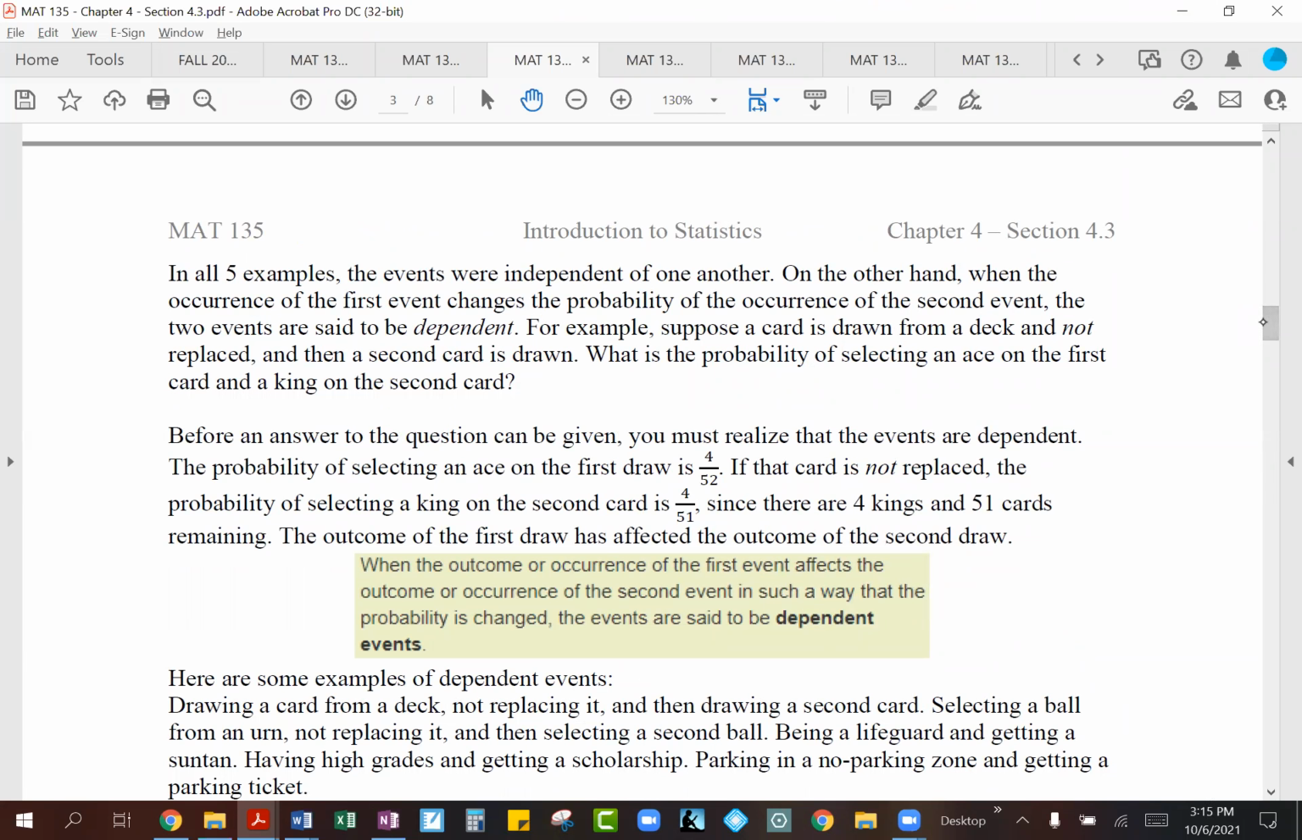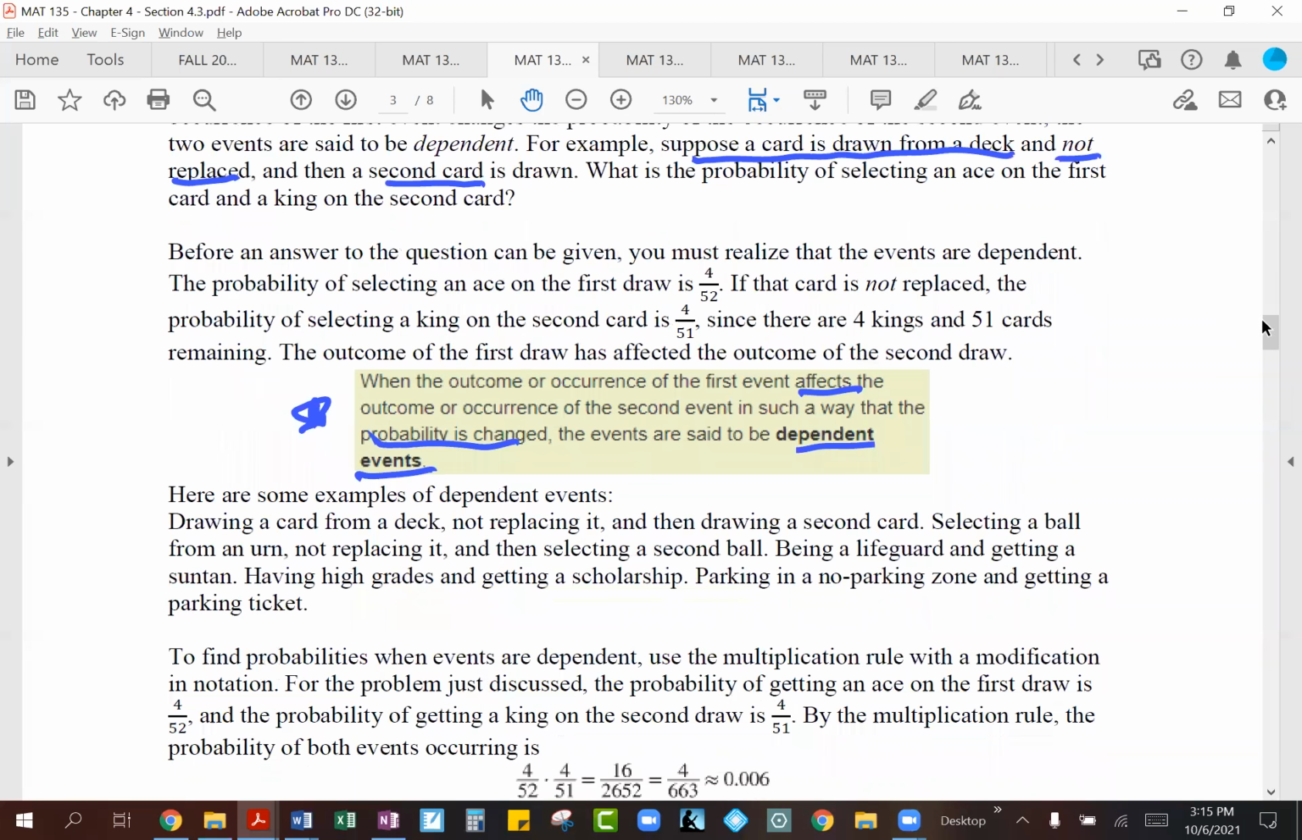Okay, so to understand what dependency is, let's look at this. They're saying, suppose a card is drawn from a deck and it is not replaced, which means you don't put the card back into your deck of cards. And then keeping that card outside, you draw a second card. This is where you will see dependency happening. So we are saying when the outcome or occurrence of the first event affects the outcome or occurrence of the second event in such a way that the probability is changed, the events are said to be dependent events.